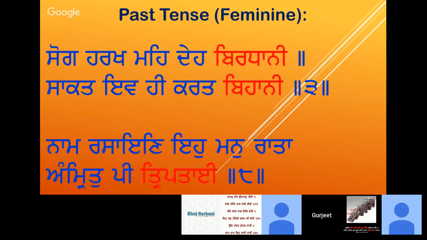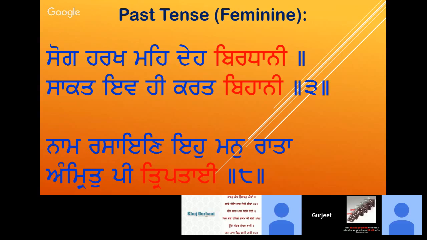Past tense. Sog hark mein deh birdani sakar evi kart bihani. So just the sihari with the noun, because the word is bird and they have added a nanna with the sihari to keep the rhyme going, and made it a past tense. That sog hark mein de birdani, the whole life has gone either in happiness or sorrow. Sakar evi kart bihani. This is how the Sakar lives their lives.